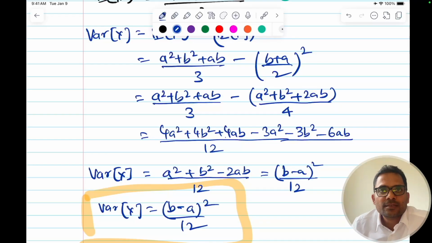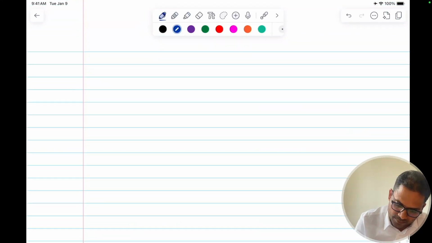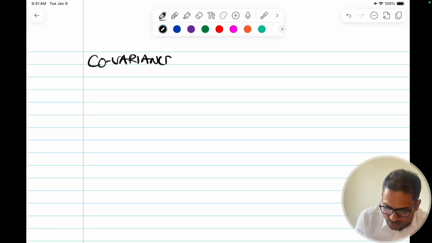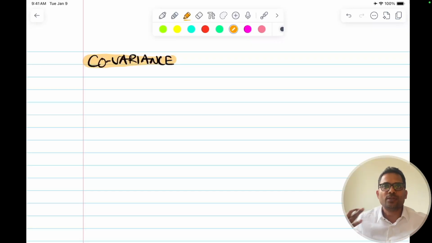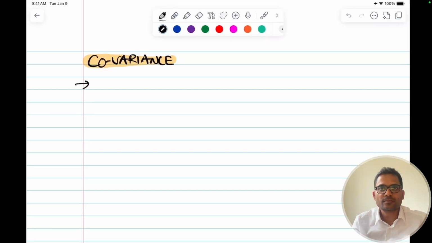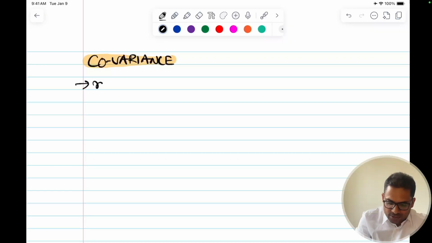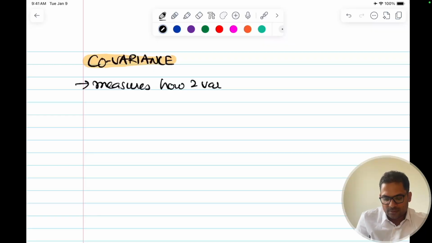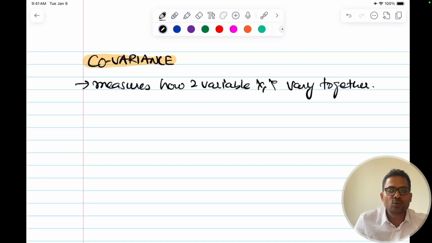Okay, I hope variance is clear. Now let's move to the next topic, covariance. What is covariance? When we say co, again, it means two things changing together. Co always means there are two things. So what does covariance mean? This measures how two variables, random variables, x comma y, vary or change together. This is what covariance means.